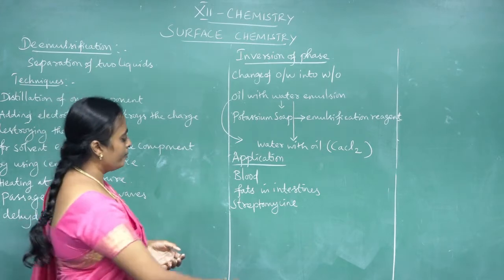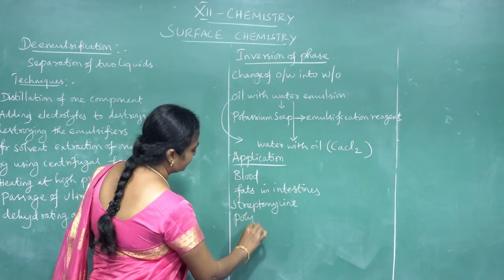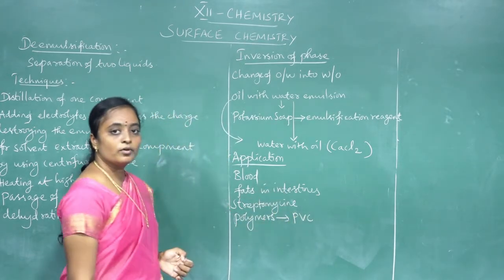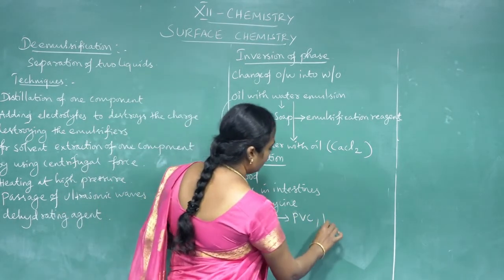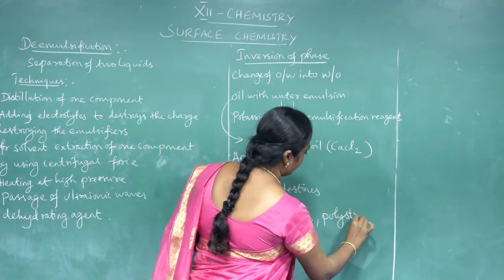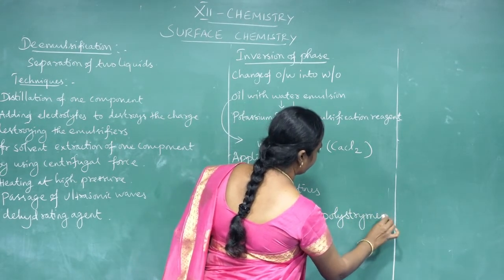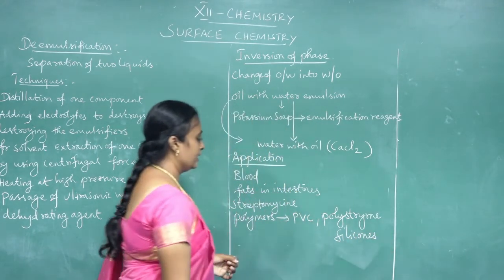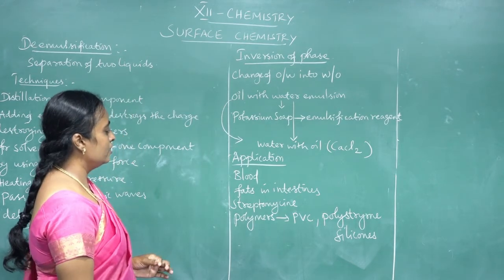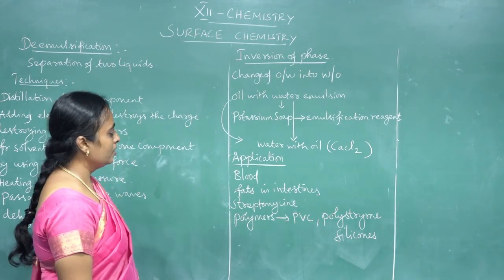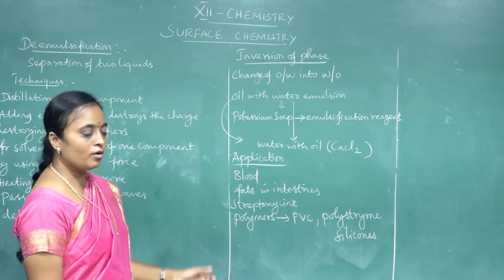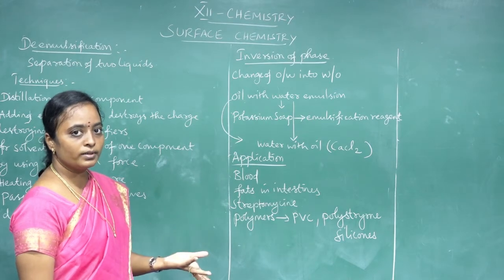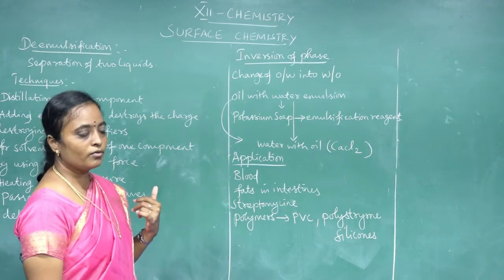And in the same way, polymers like polyvinyl chloride, polystyrene and silicones act as colloidal solutions, and we use them in the form of colloids. So this is a general application. Now we will see how it is used in medicine, how we consume it as a colloidal solution. Let us take them one by one.